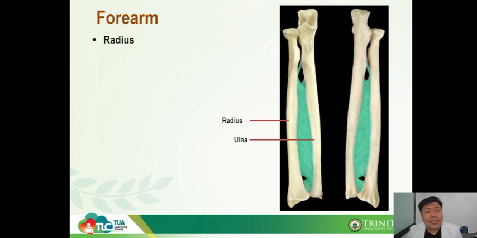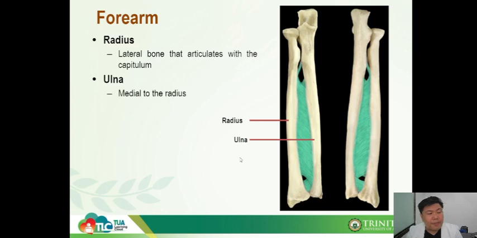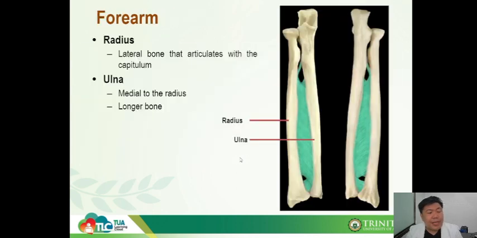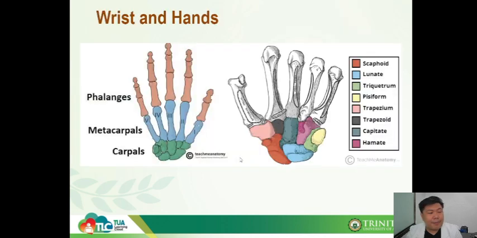First, I want to discuss the radius. And this is a lateral bone that articulates with the humerus through the capitulum. Okay? It is a lateral bone that articulates with the capitulum. And the medial part naman, which is quite longer, is the ulna, medial to the radius, and is a longer bone compared to the radius. Okay? So, yun lang ang ipapa-discuss ko for forearm.